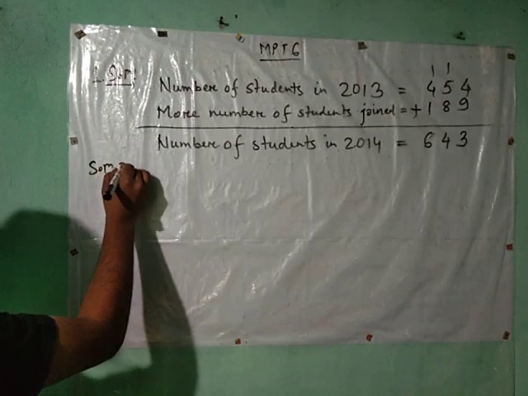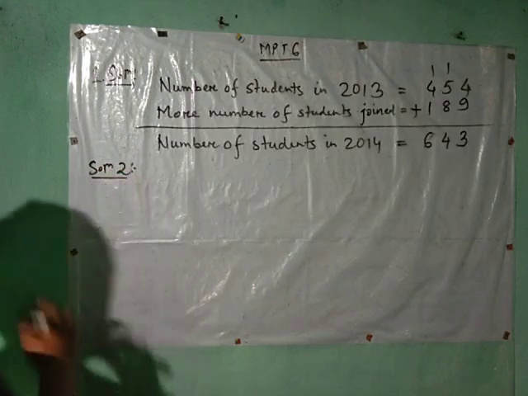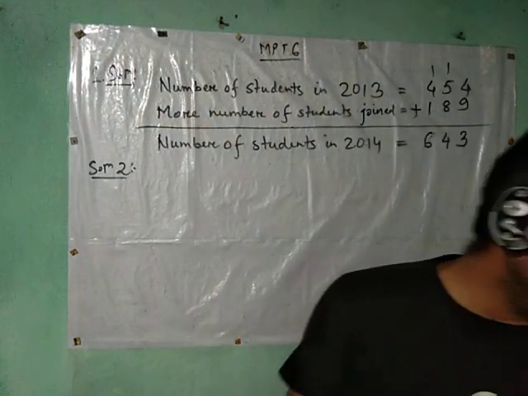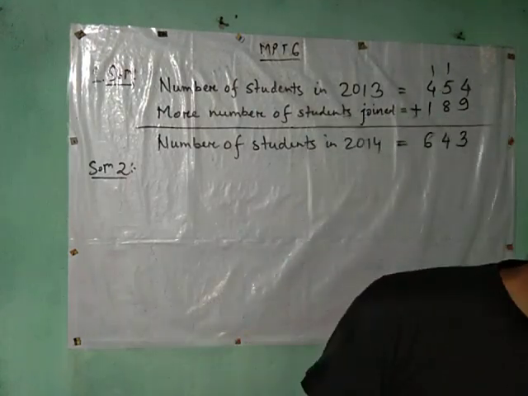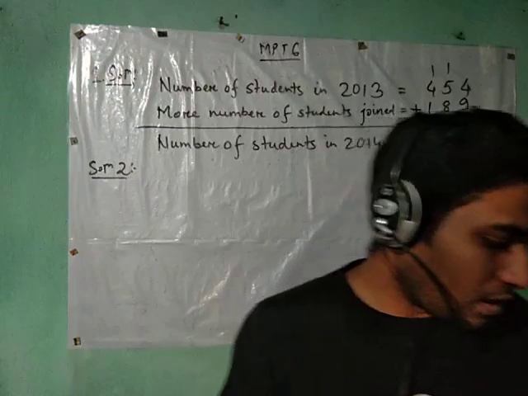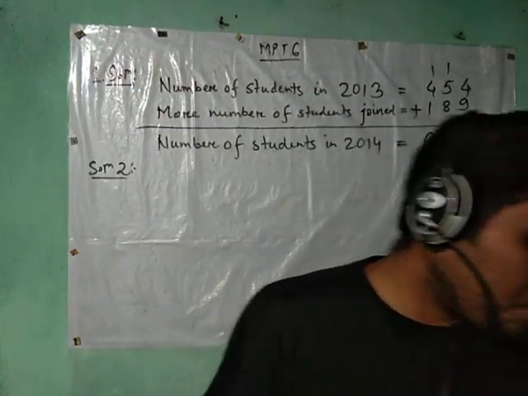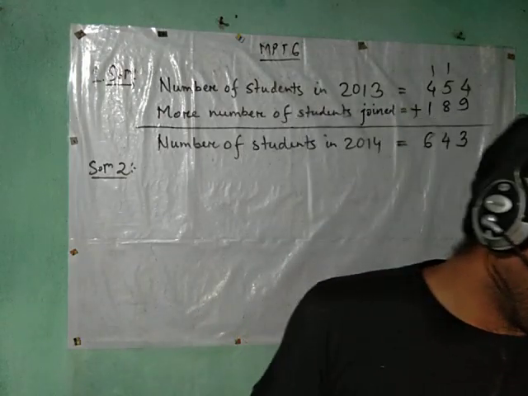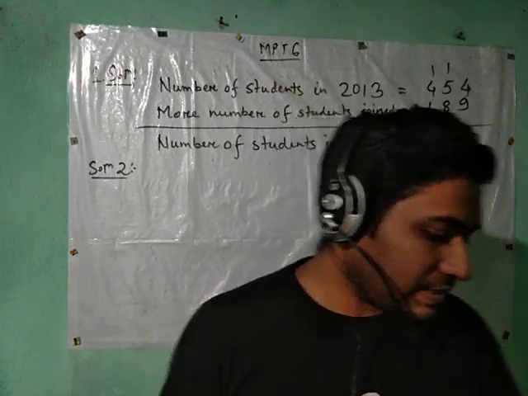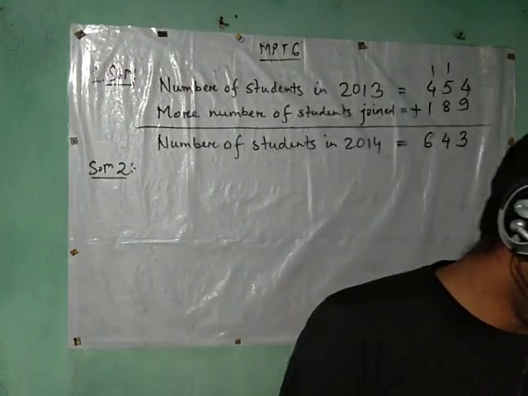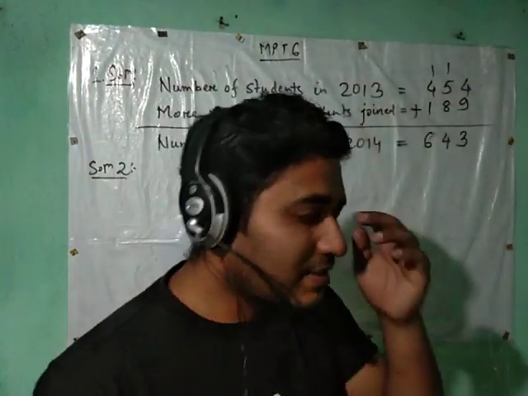Now solution number 2. How will I do number 2? An orchard has 534 mango trees and 645 jackfruit trees. How many trees are there in all in the orchard?